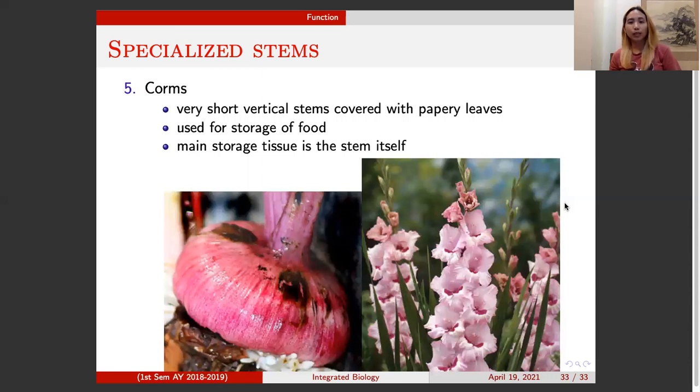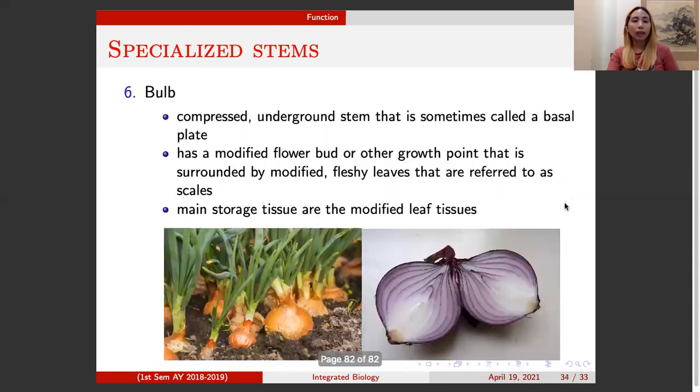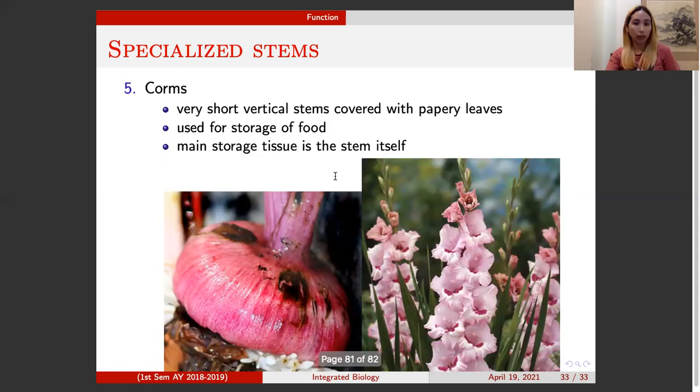Corms sometimes are, in layman's gardening terms, classified under bulbs, no? But bulbs are actually different from corms. The main difference between bulbs and corms is the way they store material. The main storage of corms would be in their stem. The stem itself. Dito mismo. Okay? At hindi ka makakakita ng layers, no?